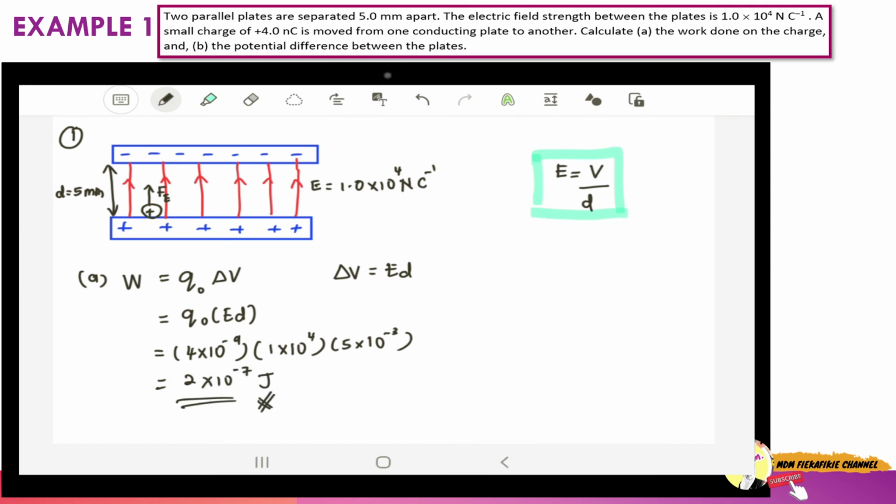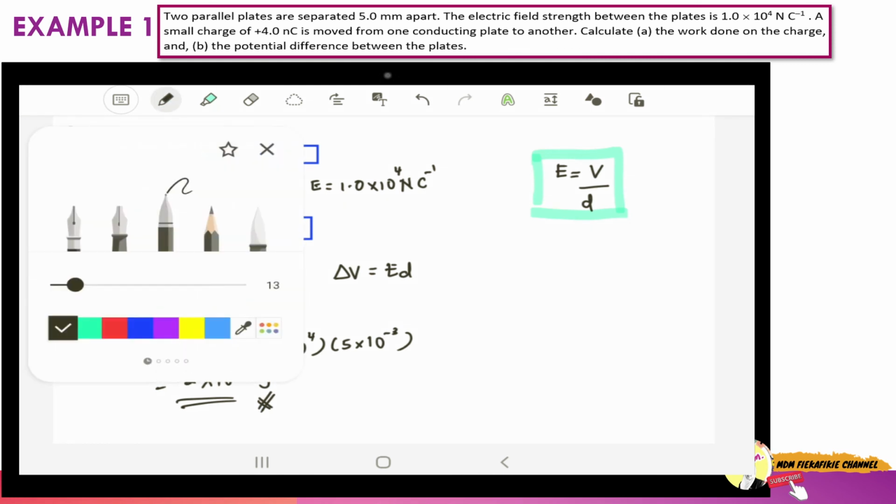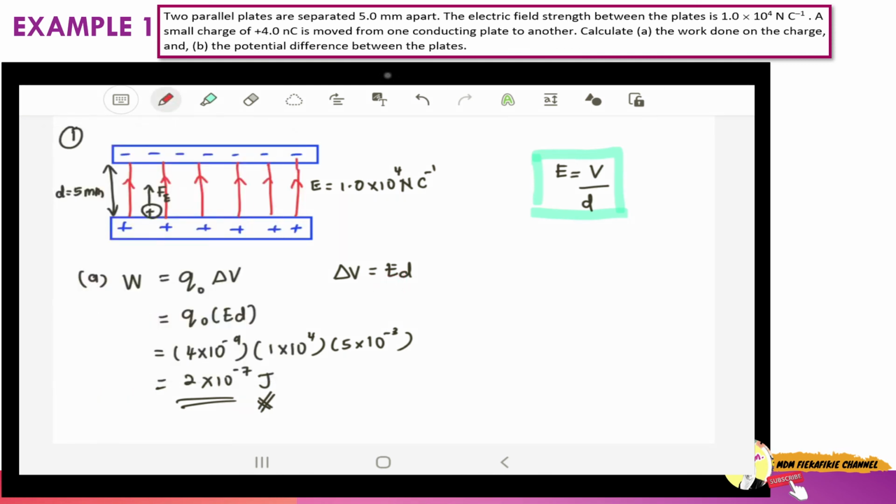Okay, if you want to calculate the delta V separately, you can do that, where E is equal to 1.0 times 10 to the 4 times 5 times 10 to the negative 3, and it's equal to 50 volt. Since part B asks you to find the potential difference between the plates, the answer is 50 volt. Okay, this is the first method.